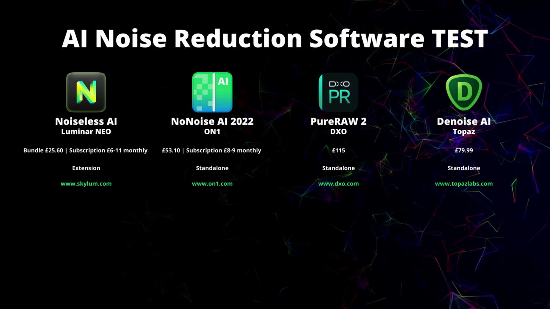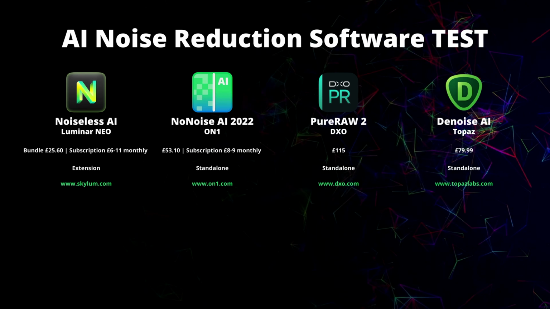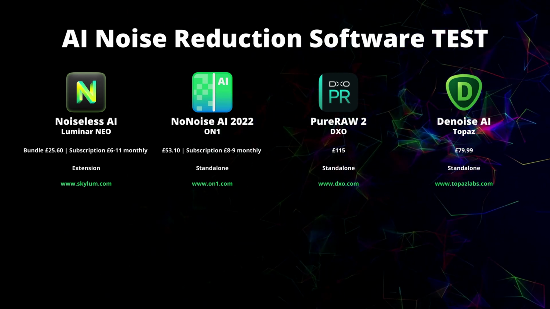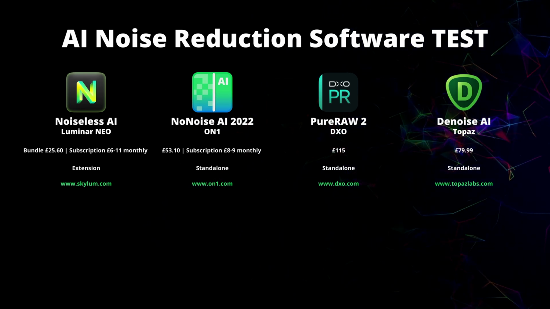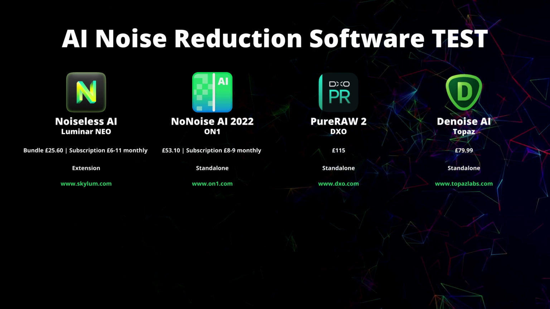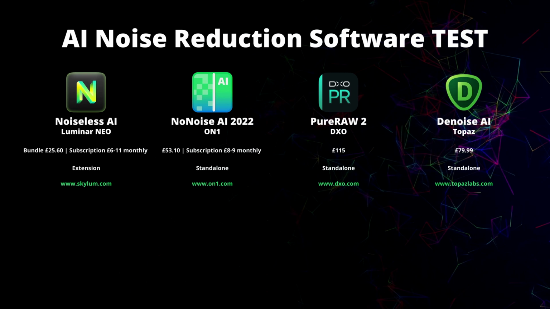The second application we're going to use is called NoNoise AI 2022, and it's designed by ON1 software. If you want to get it, it costs just over £53, or you can get it as a subscription for £8 or £9 monthly. You can get it as a part of the ON1 software plugin, or you can also get it as a standalone app.